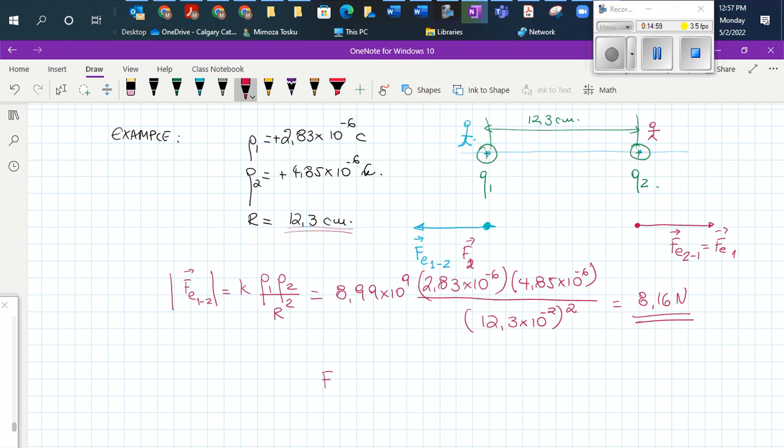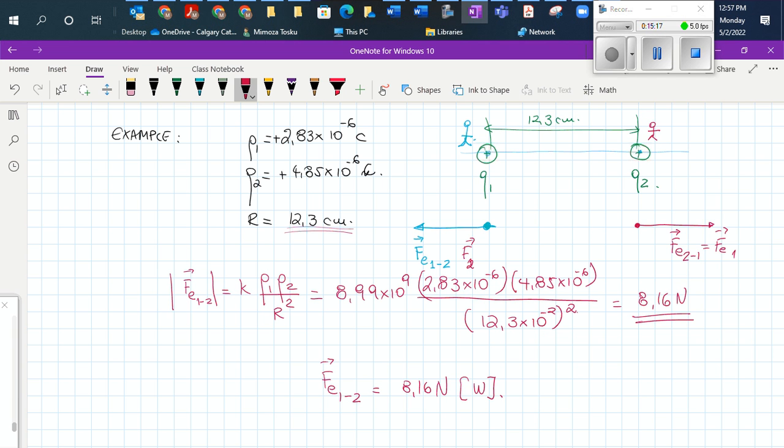And if you are expressing it as a vector, then the electrostatic force that 1 is experiencing as a result of 2 will be 8.16 newtons, and in this case, going west, or repulsion.